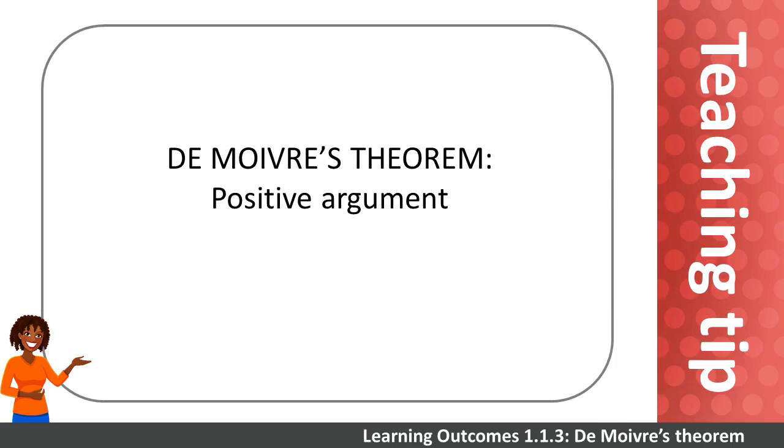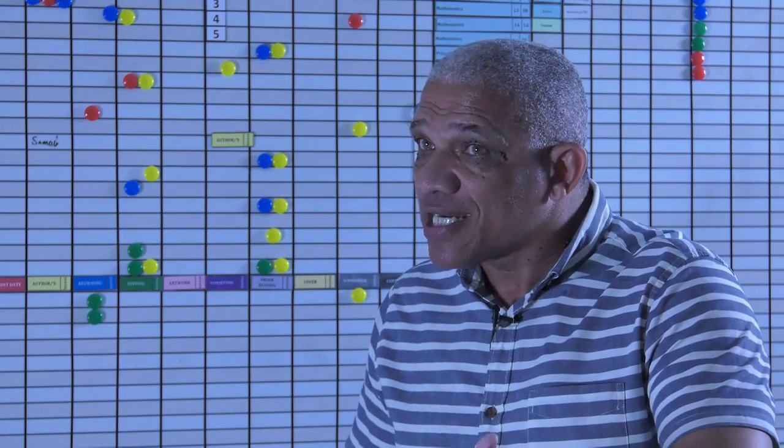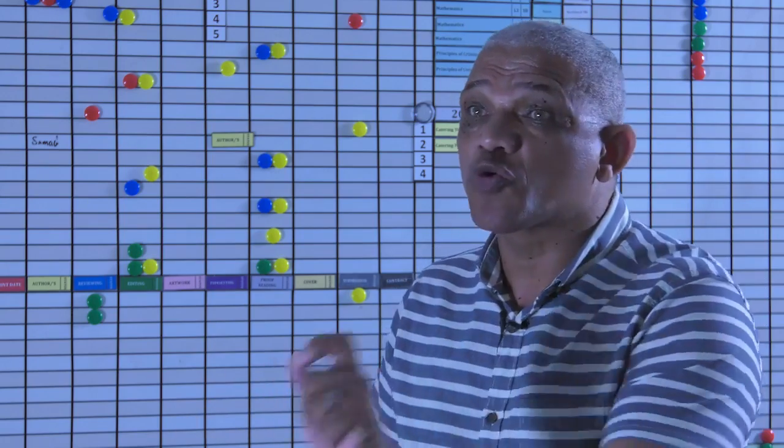Here are some more teaching tips on de Moivre's theorem. When we refer to the positive argument, you can only calculate the correct positive argument if you draw the Argand diagram. If you use your calculator, in some instances you might get a negative argument. To counter that, to get it positive, you just add 360 to it. But when you construct your Argand diagram with the knowledge of the CAST rule, you will get the exact value of that argument, which is positive.